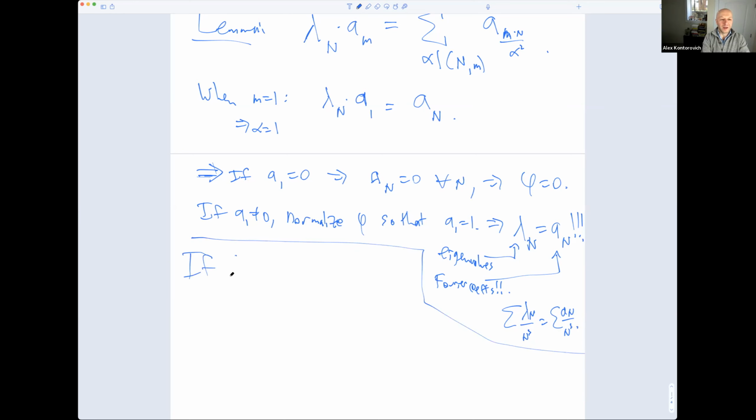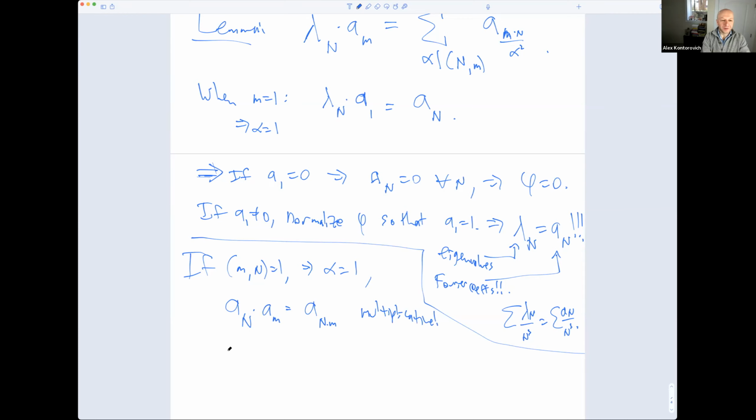Okay, what about if n and m are coprime? If n and m are coprime, then their GCD is 1. So again, there's only one alpha. And we get that lambda n, also known as a_n, times a_m, is equal to a_{nm} divided by 1 squared. Oh, would you look at that? Yep. So the coefficients are multiplicative. And that's all you need.